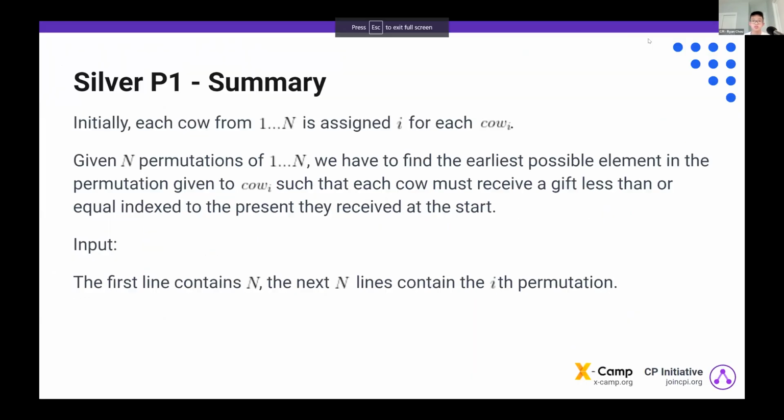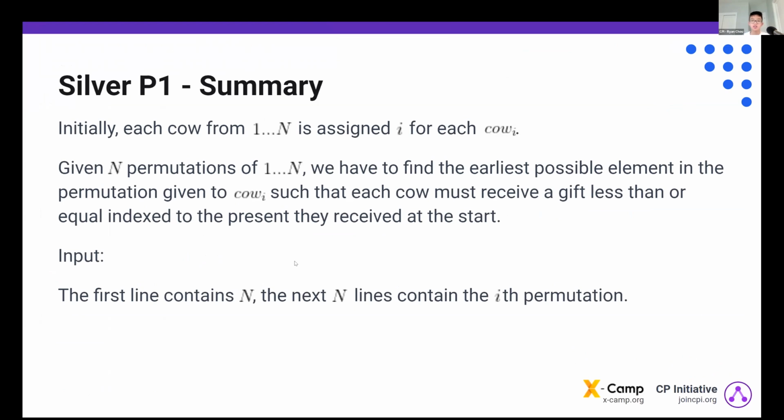So basically we're given n cows, and each of them is assigned gift i. Afterwards we're given n permutations of 1 to n, and we define the earliest possible element in the permutation given to cow i, such that each cow must receive a gift ahead of or equal to index i in their wish list. And then the input is just n, and the next n lines are the permutations.